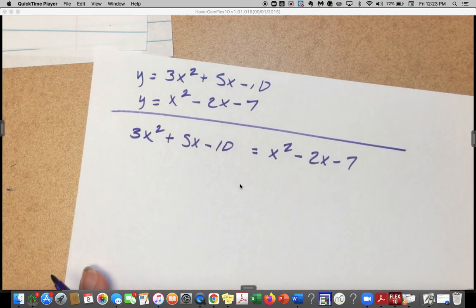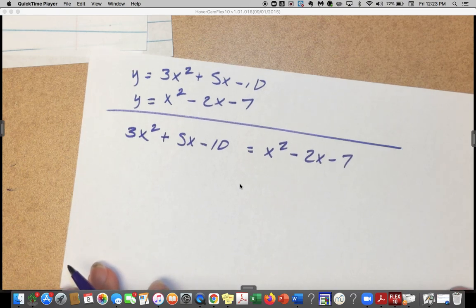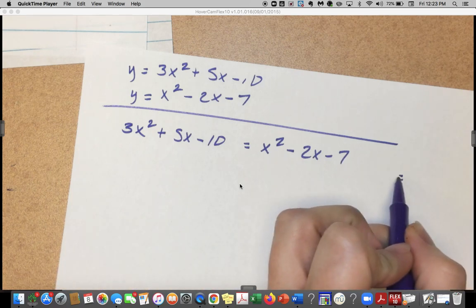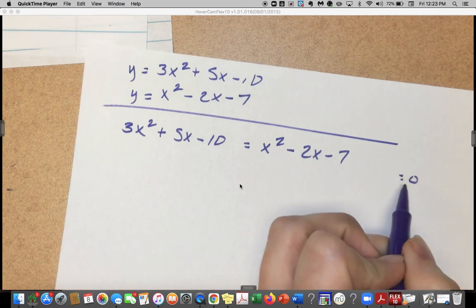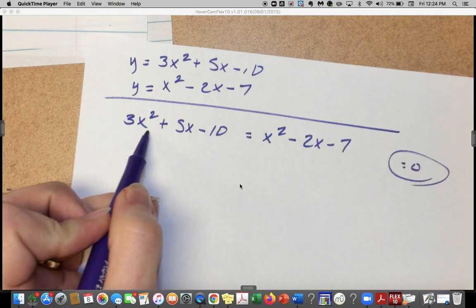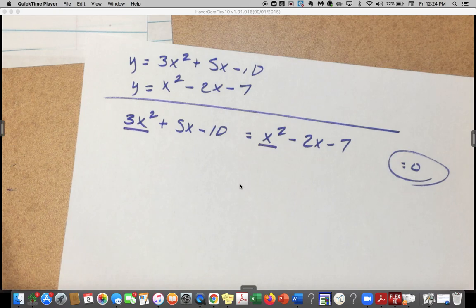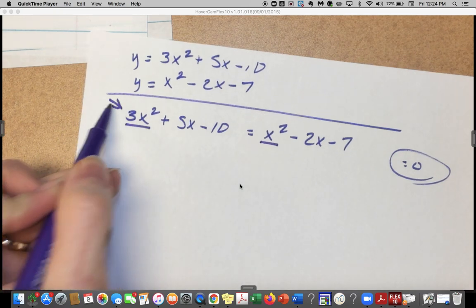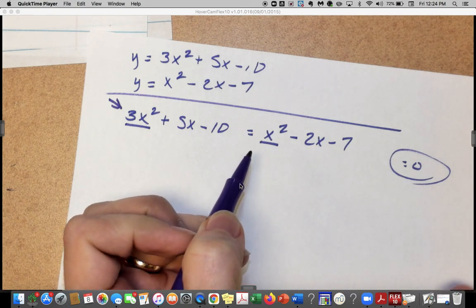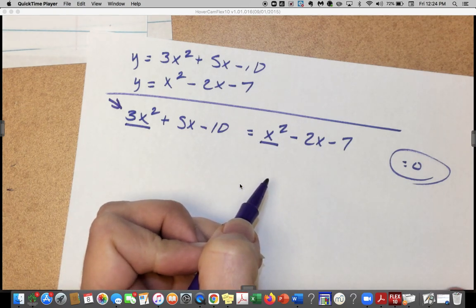Now after we set them equal to each other, we do want to move all the terms to the same side so that we can get a equal 0. So it's very important that we work to get a equal 0, okay? So that's what we're looking for. When I look at my quadratic terms, I see that the one over here on the left is larger. I have 3x squared, this is just 1x squared. Remember, I want it to be positive.